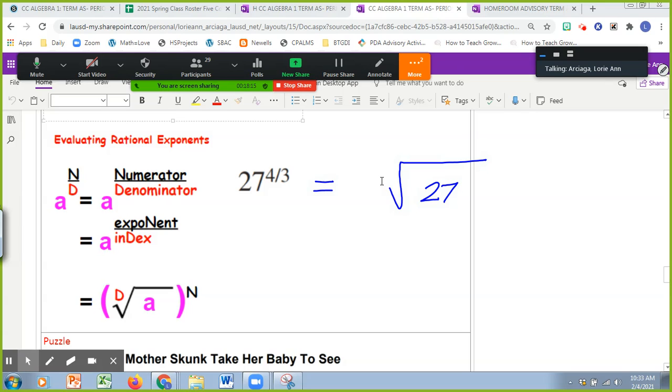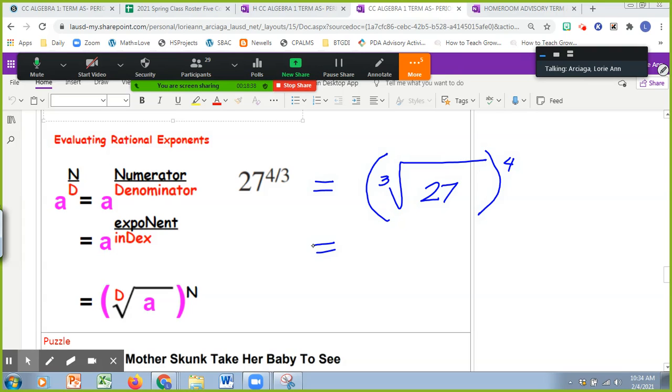Okay, I know I'm beginning to use those vocabulary words. Tell me what my index is. 3. Good job, Anna. Okay, now what's my exponent? I don't want to put the exponent outside the parentheses. What's my exponent? 4. Very good. Okay, use your calculator. Get me the answer.